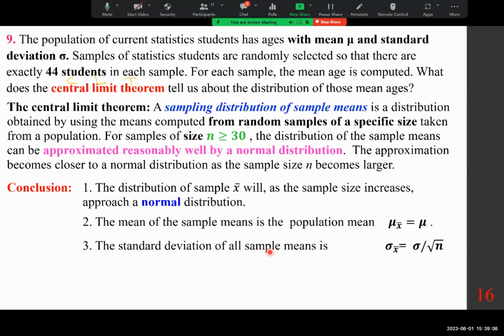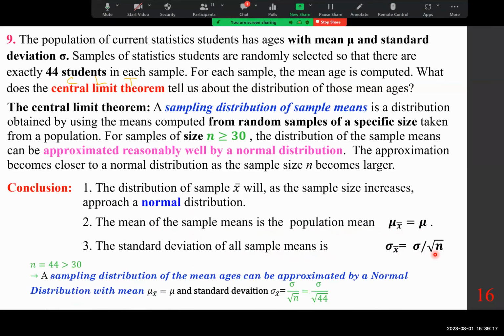The standard deviation of all sample means is sigma of x bar equals sigma over square root of n. Therefore, for this question now, we know n is 44, which makes it larger than 30. So a sampling distribution of the mean ages can be approximated by a normal distribution with mean mu of x bar equals mu, and a standard deviation of sigma of x bar, sigma over square root of n, or sigma over square root of 44 for this question. Where does the 44 come from? It's been given to us.